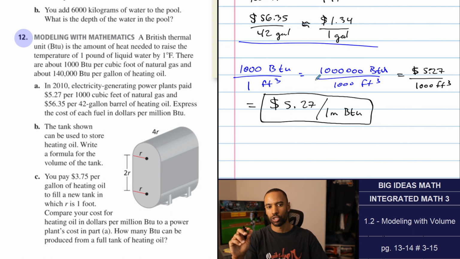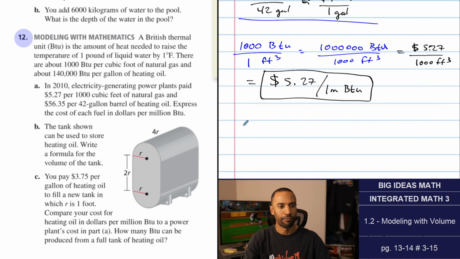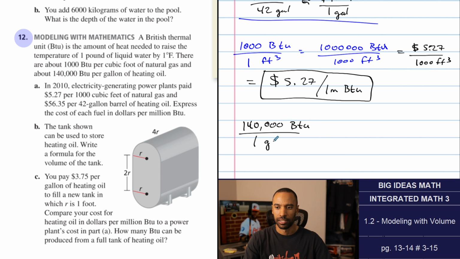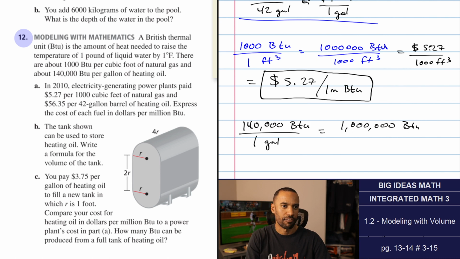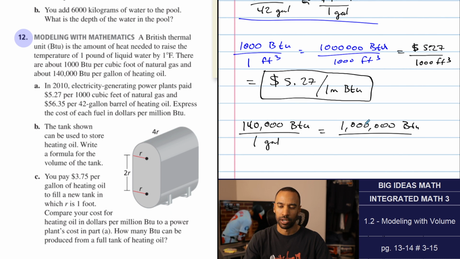The second one's a little trickier here. When we do the 140,000 BTU per 1 gallon of heating oil, when I have to change this to 1 million BTU, I gotta do, whatever 1 million divided by 140,000 is, I gotta multiply that weird decimal by that 1 gallon. So this is per 7 point. This isn't a good number, and I should use the fraction instead.